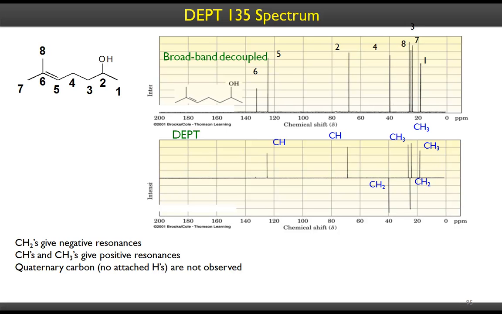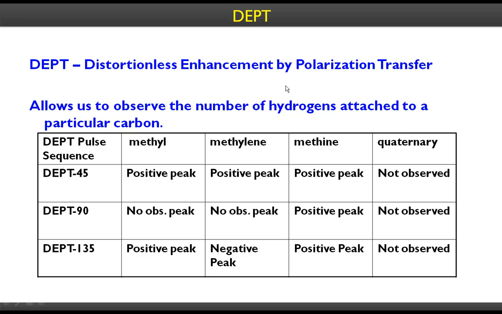Otherwise, though you assign by chemical shifts in broadband NMR, you always have that nagging feeling: is it that or this one? Is that the CH2 or the CH, right? That kind of doubt is taken away by looking at the DEPT 135 and comparing it to the broadband decoupled spectrum. Or you could run the APT once for all, but it takes a long time, right?